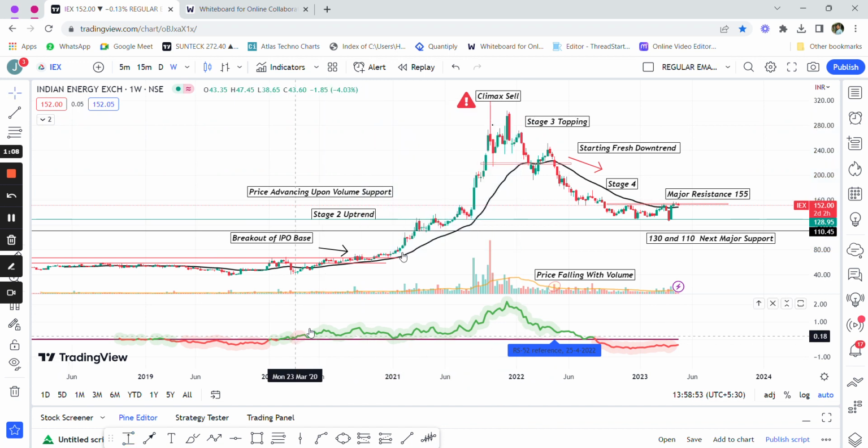Now during this whole rally, you can see the stock stayed above the 30-week moving average line, and the stock was rising on rising volume. Here, from the left-hand side of the base, you can see the rising volume, as well as the relative strength line increasing continuously. So this means the stock had the strength, and you always have to enter a stock whenever it is in a stage 2 uptrend, and the price should be advancing on volume support here. So this is one of the important aspects of a multi-bagger stock here.